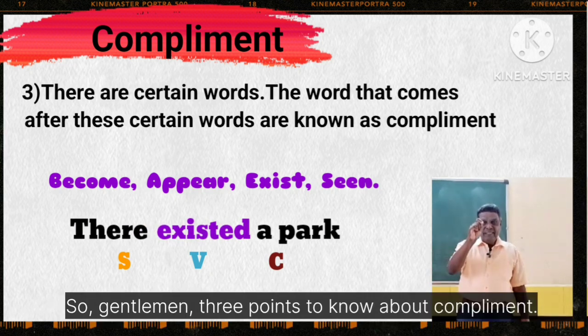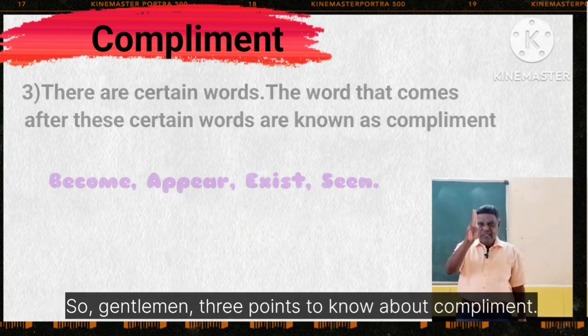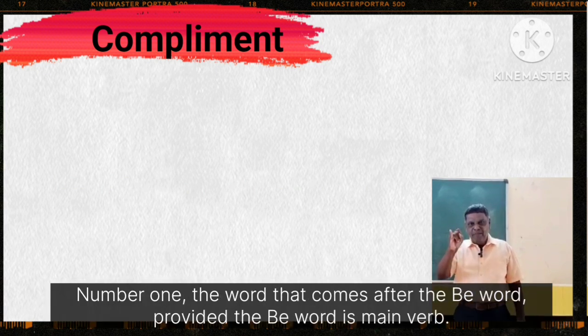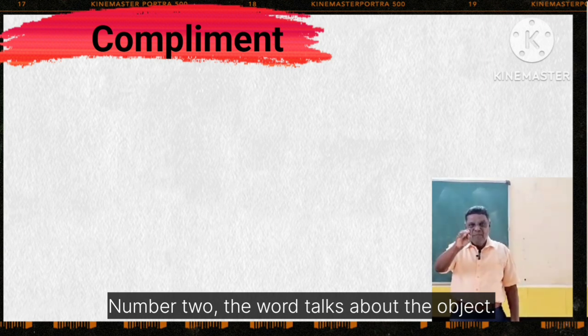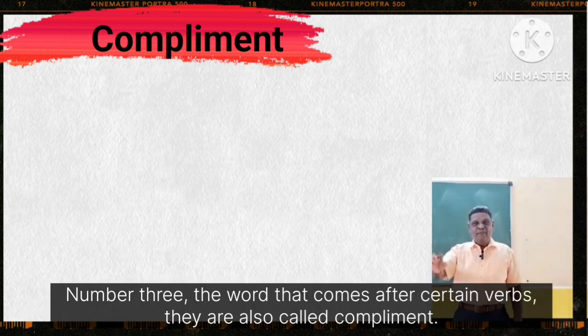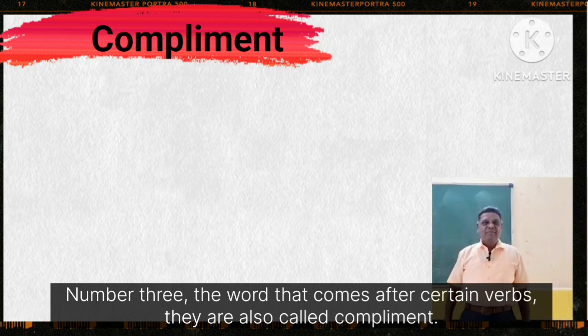So, dear friends, there are 3 points to know about complement. Number 1, the word that comes after the be verb, provided the be verb is a main verb. Number 2, the word that talks about the object. Number 3, the word that comes after certain verbs, which is also called a complement.